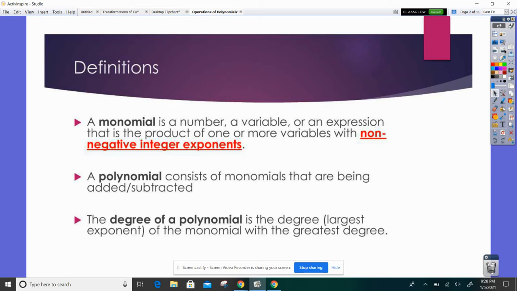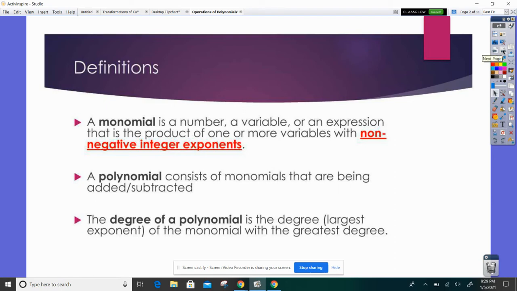A polynomial consists of monomials that are being added or subtracted. So if something has a term in it that's not a monomial, it's not considered a polynomial either. And the last vocabulary word that we're going to talk about today is the degree of a polynomial. The degree of a polynomial is the degree or the largest exponent of the monomial with the greatest degree. So you look for the term that has the highest exponent, and that highest exponent is the degree of the polynomial.